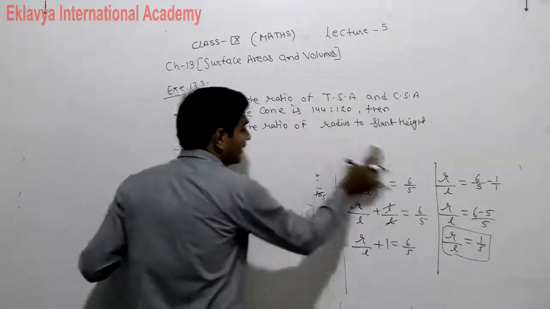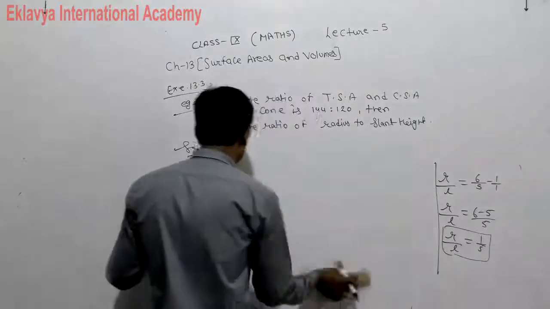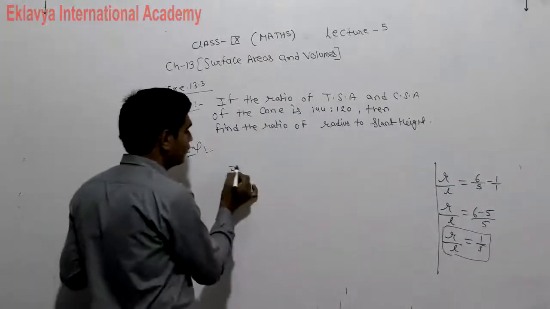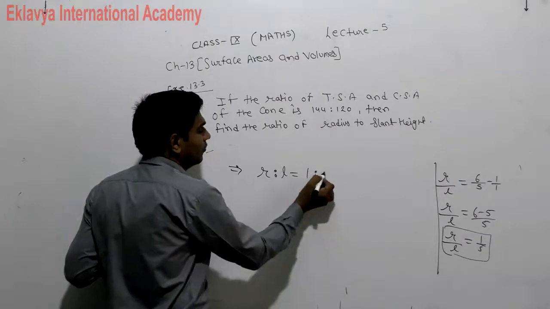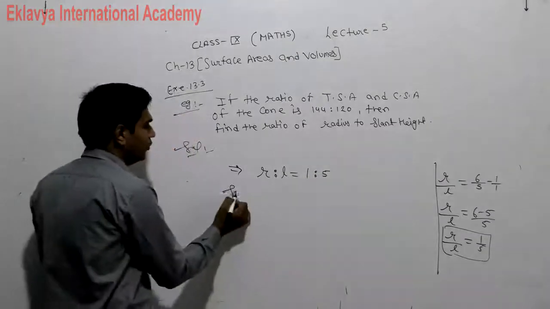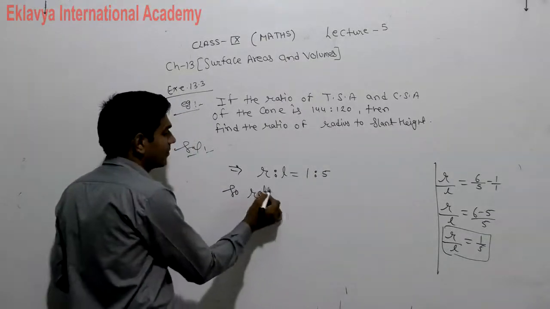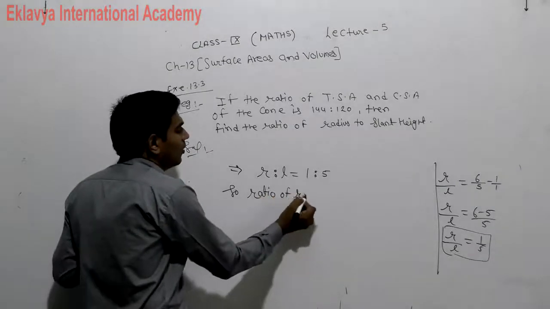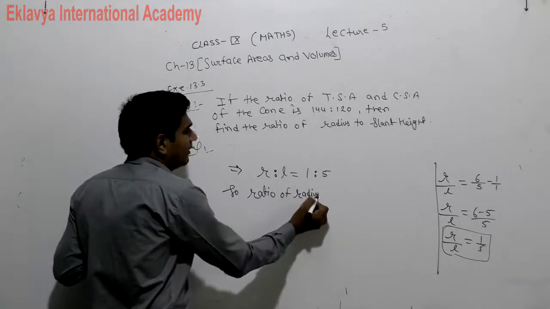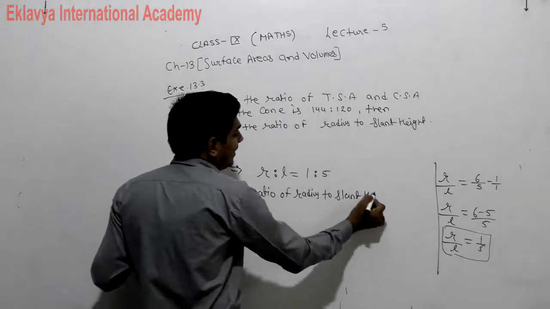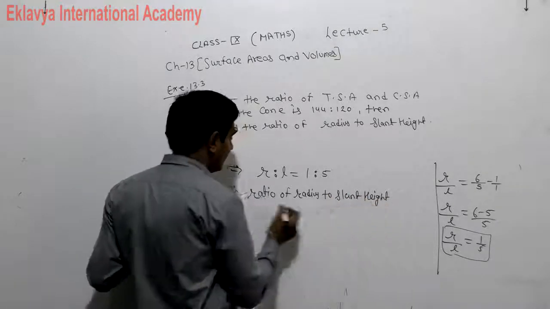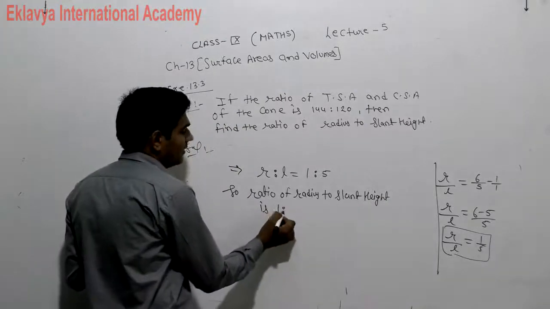So write down the answer. The ratio of r to l is 1:5. So the ratio of radius to slant height is 1:5.